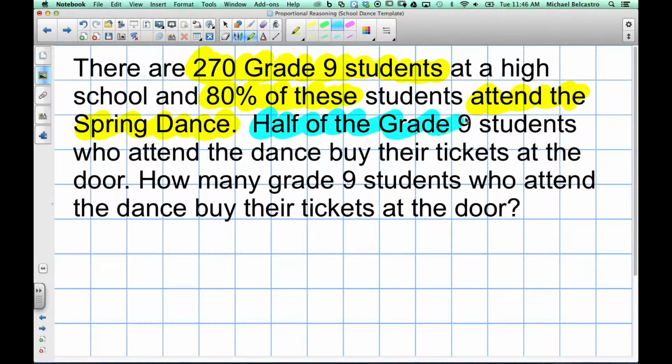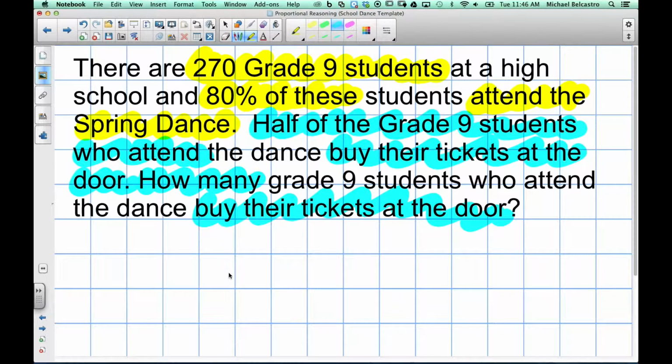Half of the grade 9 students who attend the dance, so who attend, all buy their tickets at the door. Buy tickets at door. How many grade 9 students who attend the dance buy tickets at door? How many? A good chunk of this was pretty important stuff. So we're going to focus on the first part right here. We'll call this part 1 and the part we highlighted in blue, part 2.